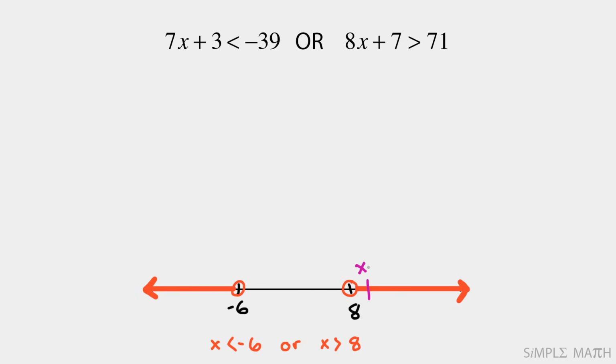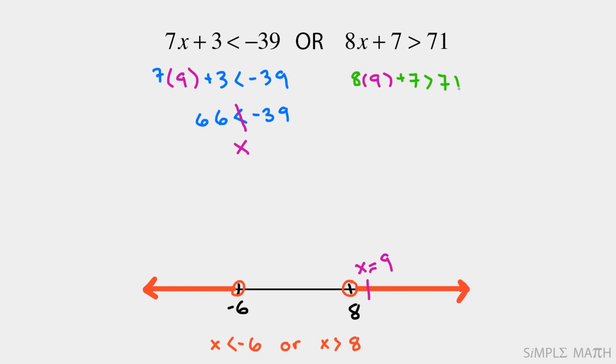Similarly, if we choose x equals 9, then on the left we get 7 times 9 plus 3 is equal to 66, which is not less than -39. But on the right, 8 times 9 plus 7 is equal to 79, which is greater than 71, so x equals 9 is okay.